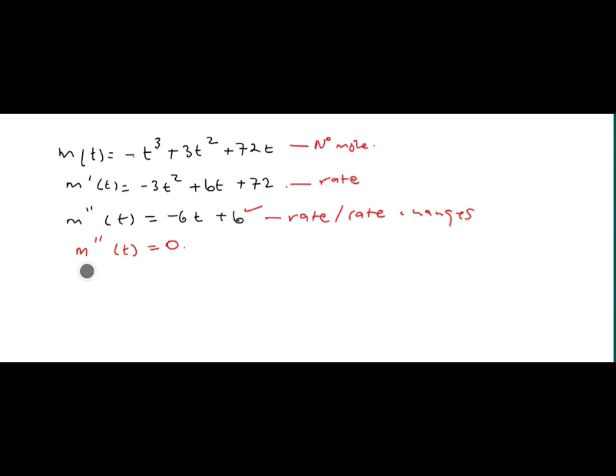That will be minus 6t plus 6 equated to 0, so minus 6t equals minus 6, and you subtract 6 on both ends. That means t is 1. So in other words, the rate at which the number of molecules of the drug in the bloodstream is changing will be a maximum after 1 hour, according to our calculations.